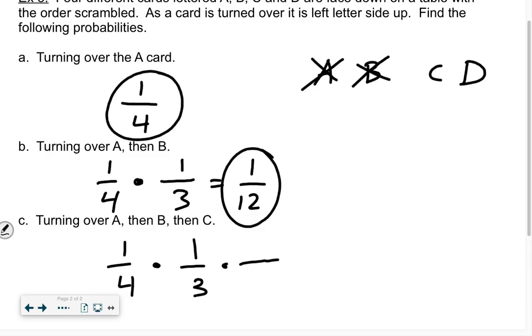So there goes the B. Now for this last one, the third and final card that we select, we have 2 cards that are available to us, and again, only one of them has a C on it. Therefore, the probability of turning those cards over in order, 1/12 times 1/2, will get us 1/24.